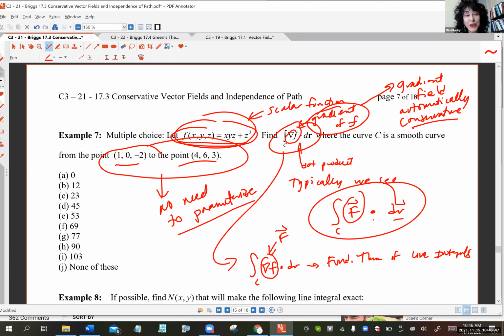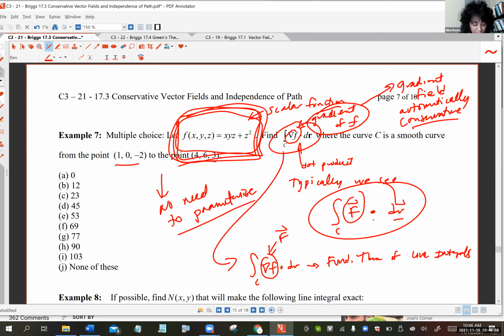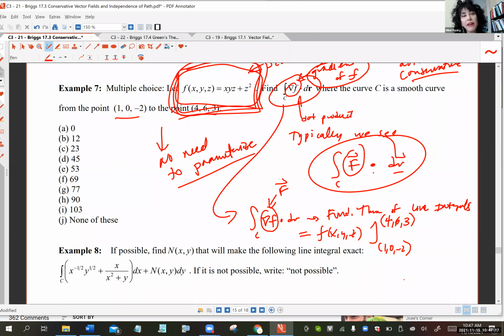But here's the good news for this problem. This problem is so easy peasy. Some of you were making it really hard. They gave you mama. Mama is right there. That's the potential function. You're just going to take the mama they gave you and evaluate that mama between the start point and the ending point. You didn't have to parameterize. You didn't have to check if dN/dx is equal to dM/dy. You didn't have to do a dot product. None of that.